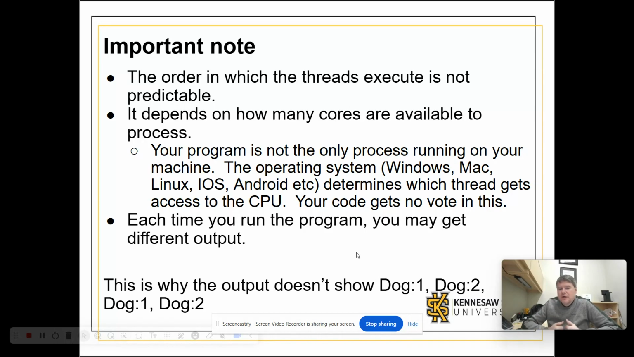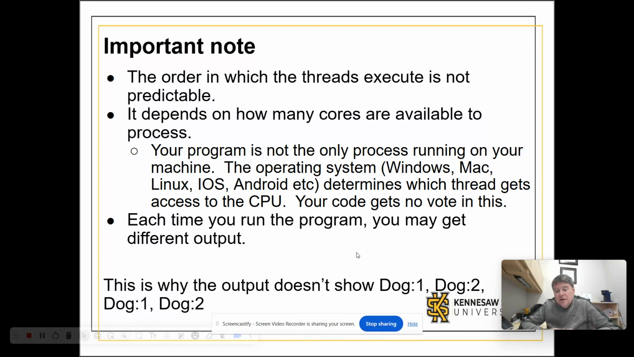Okay, so the order in which you see the output from the dogs is actually not predictable. I'm going to stop and say that again. The output that you're going to get is not predictable. You might see all of dog 1 and then all of dog 2. You weirdly might see all of dog 2 and then all of dog 1. Or you could see a bit of dog 1, then a bit of dog 2, then a bit of dog 1, then a bit of dog 2, and so on and so forth. And each time you run the program, it may actually give you different output.